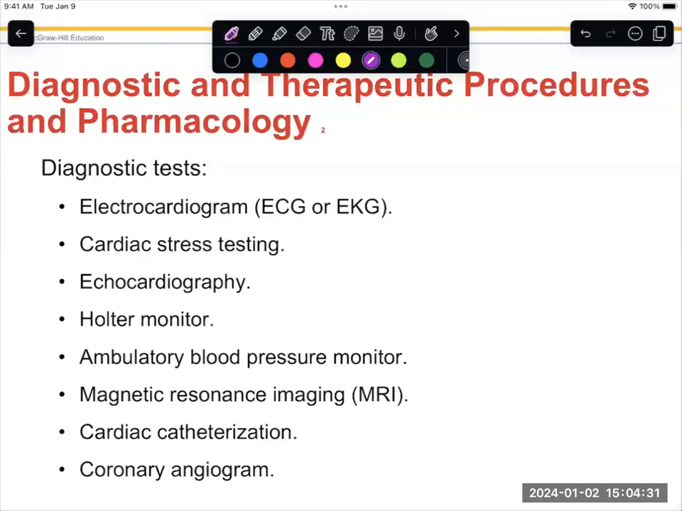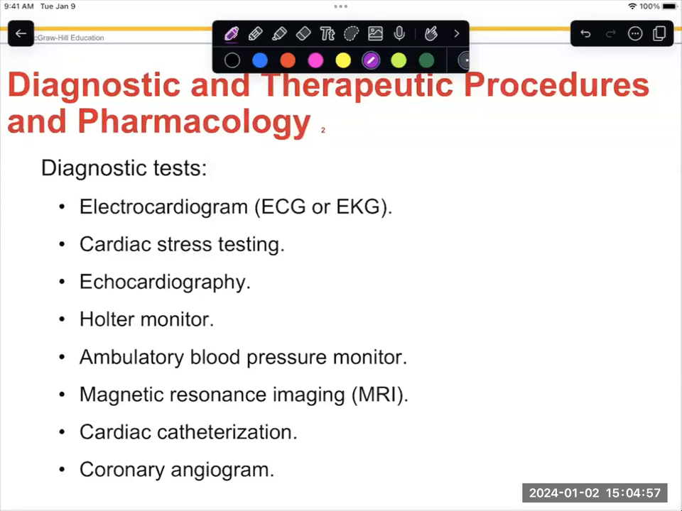A Holter monitor is a continuous ECG that is recorded over like a 24-hour period. Ambulatory blood pressure monitor. It provides a record of blood pressure over a 24-hour period as that person goes about their daily life.